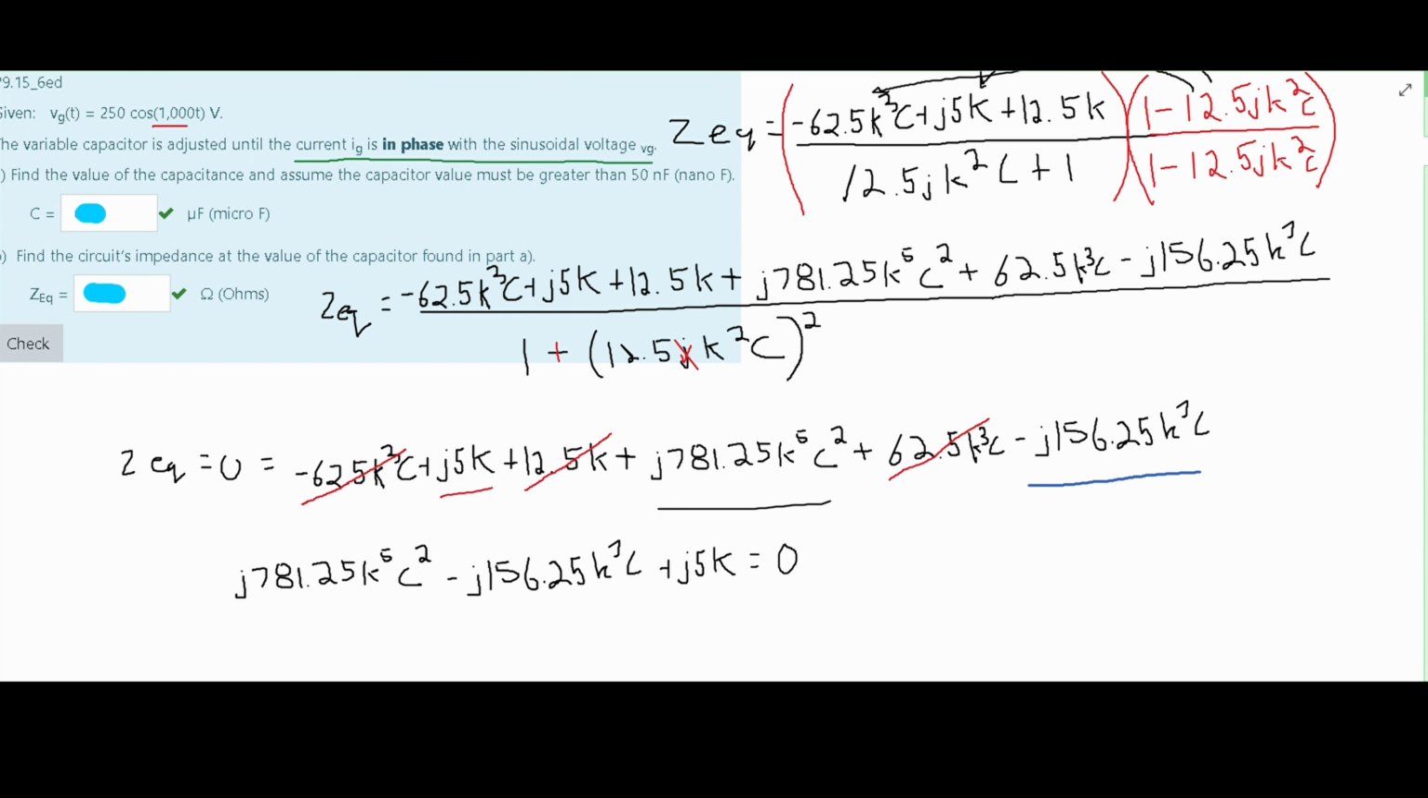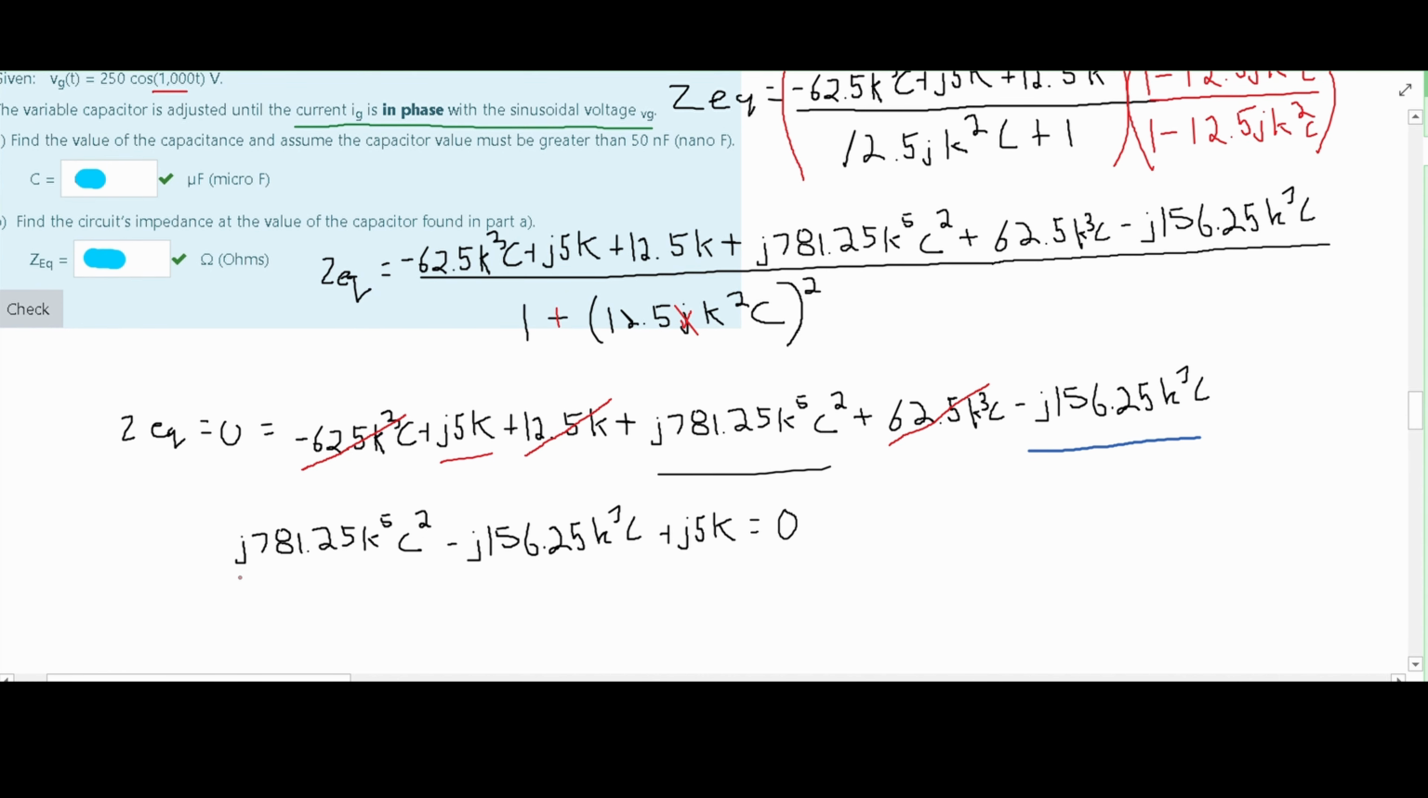To solve for this, we are going to use the quadratic formula. We know that this first part is equal to A, we know this next part is equal to B, and this last part is equal to C. I'm also going to simplify this by getting rid of the K's. So I'm going to get rid of the K on this J5K, and then this one is just going to be K squared, and this one up here is going to be K to the 4th. From here, I'm also going to cancel out the J's, and now we can solve for this.